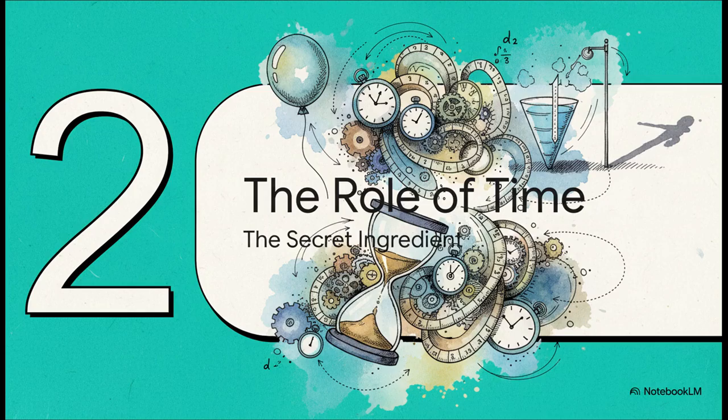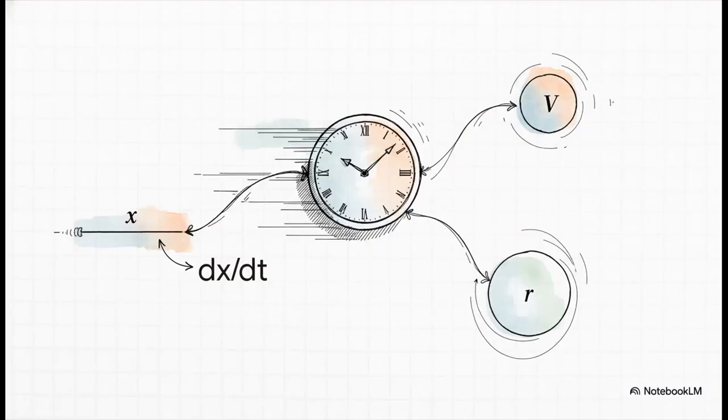Now, here it is. This is the part that trips up a lot of students, but I promise, once this clicks, everything else falls into place. The secret ingredient that connects all these changing variables is time. In all of these problems, you have to imagine that everything, distance x, volume V, radius r, is secretly changing over time. So when we take a derivative, we're always doing it with respect to time, which we call t. This means the rate of change for a variable like x is just written as dx/dt. That's the starting point for everything.